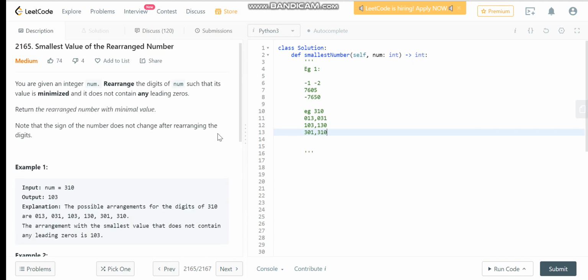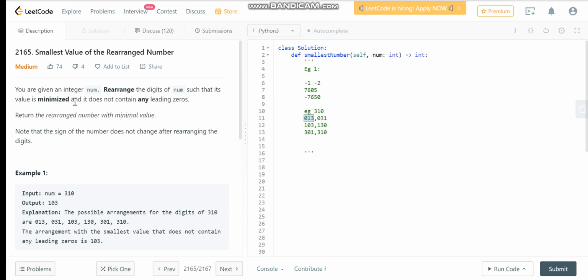Now which one is the minimum amongst all of these numbers? Oh yeah, 013 is the minimum. But there is a twist: you rearrange the digits such that the value is minimized and it does not contain any leading zeros. So basically, this first row will definitely be out, we can't consider them. So the remaining ones are these numbers. Amongst these numbers, we find that 103 is the minimum and this is the answer.